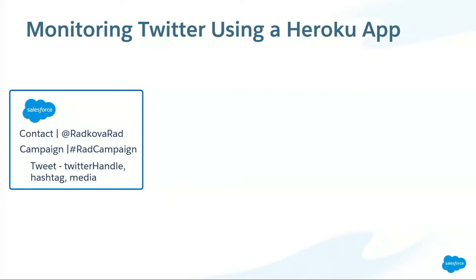In Salesforce, I'm using the contact object and campaign objects with the customer Twitter handle that I want to monitor, together with the campaign hashtag. I've also created a new custom object called tweet with lookup to contact and campaign. But here I'm storing not only the Twitter handle and the hashtag, but I have here the result from my Einstein Platform Services API.